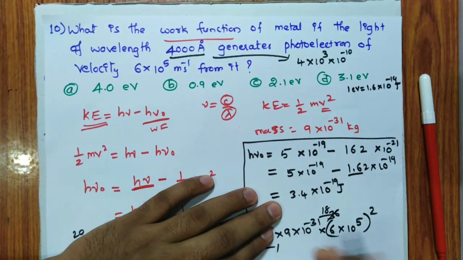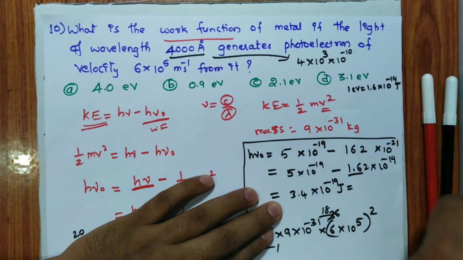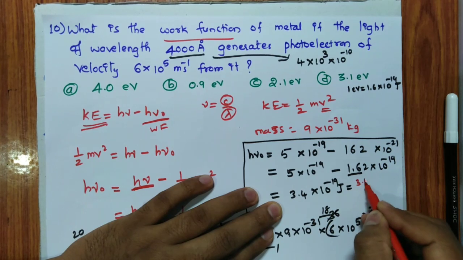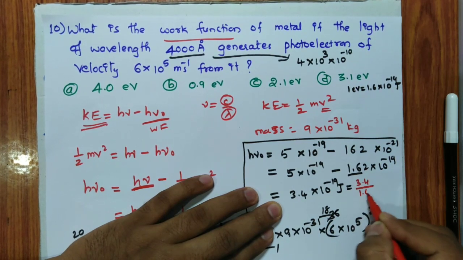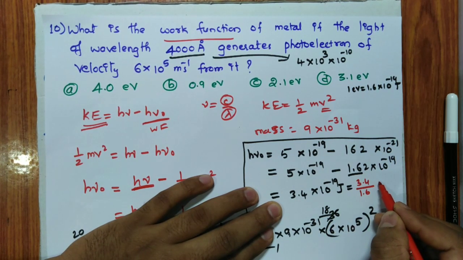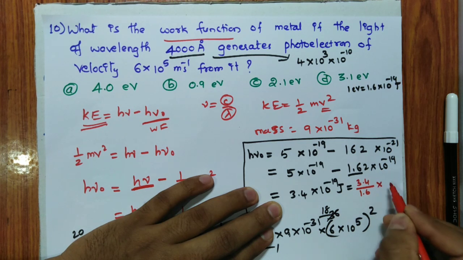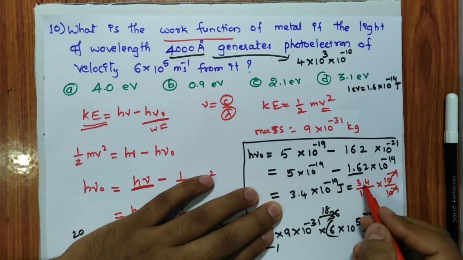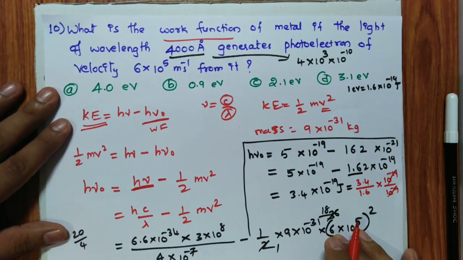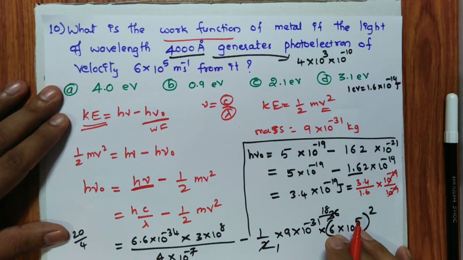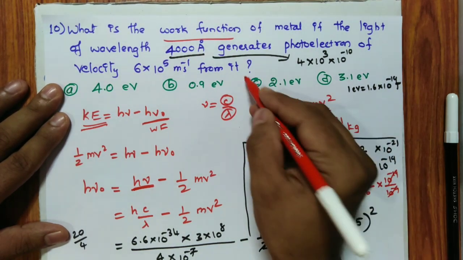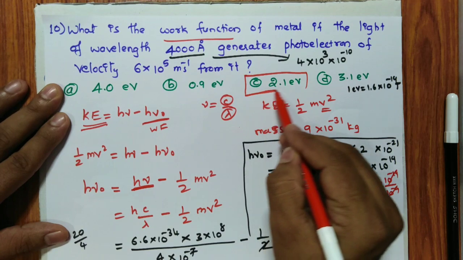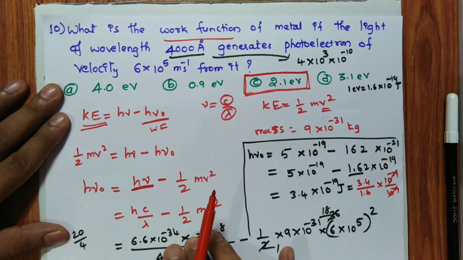So to convert joule into electron volt, what you have to do in this particular case is 3.4 divided by 1.6 into 10 to the power minus 19. The 10 to the power minus 19 cancels. 3.4 by 1.6 is how much? 34 divided by 16. 16 2s are 32, so 2.1 should be the answer. Right? So this is the answer for this question.